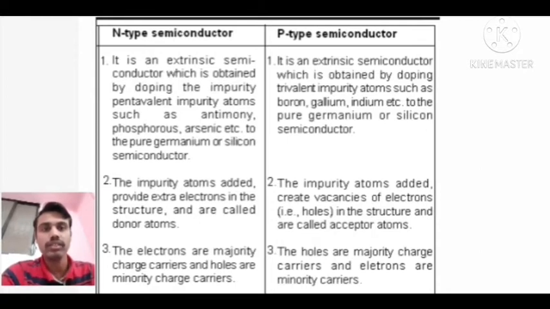The third difference is that in n-type semiconductors, electrons are the majority charge carriers and holes are the minority charge carriers. As the number of electrons increases in the process of doping, n-type semiconductors have electrons as majority charge carriers. And for p-type semiconductors, the majority charge carriers are holes and electrons are the minority charge carriers.